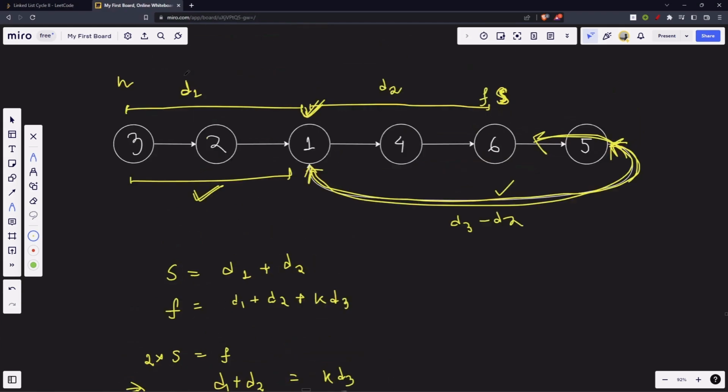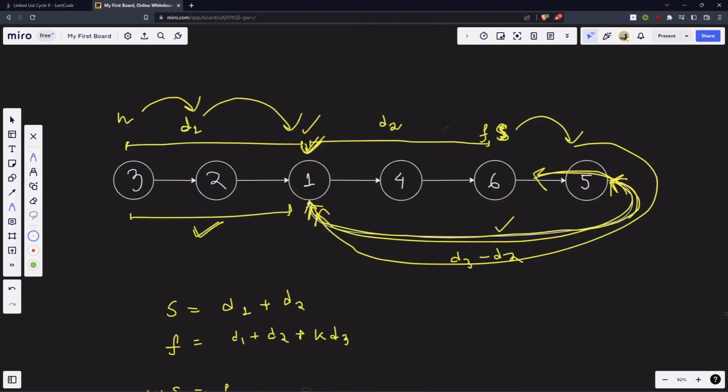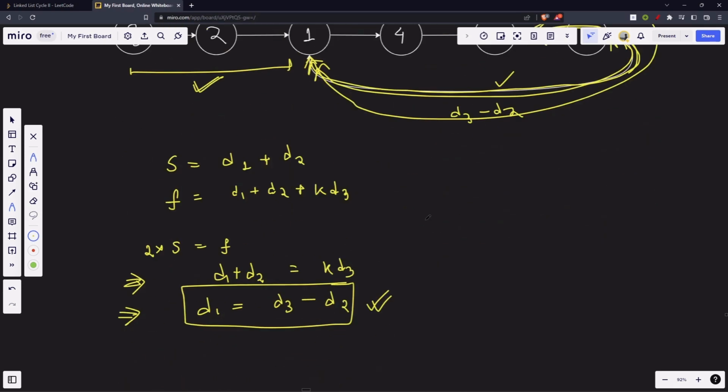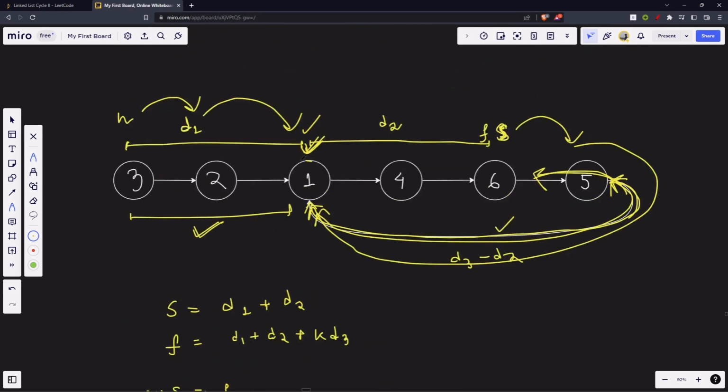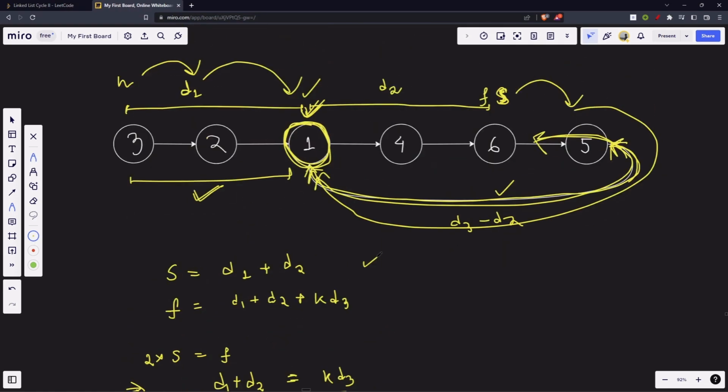Now if we move them by one step, they are going to finally meet because they are at an equal distance, right? They take one step at each step and they are finally going to meet, and this is how we discover the start of our cycle. So this is the mathematical logic behind this approach, slow and fast pointers.